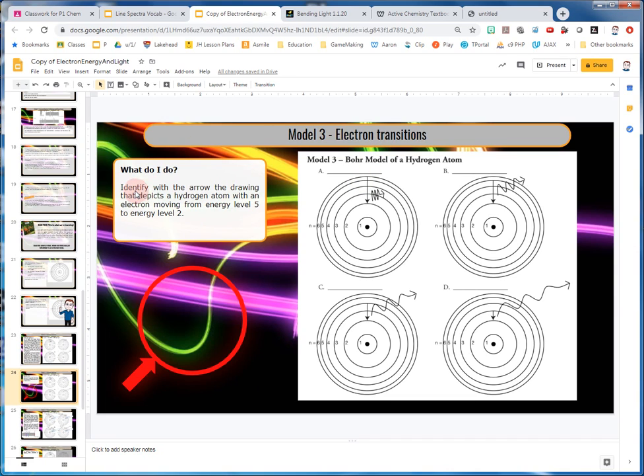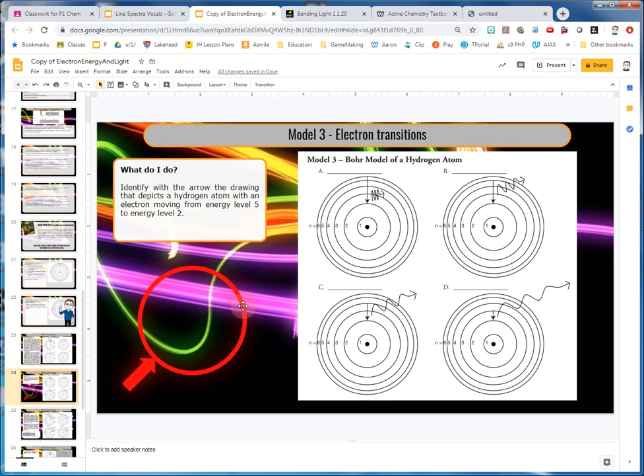All right, what do I do? Identify with the arrow the drawing that depicts a hydrogen atom with an electron moving from energy level 5 to energy level 2. So that was supposed to be an arrow right there. Actually, now that I'm looking at it the way you guys probably saw it, it looks more like a magnifying glass, doesn't it? Probably should have made that arrow a little bit more distinct.